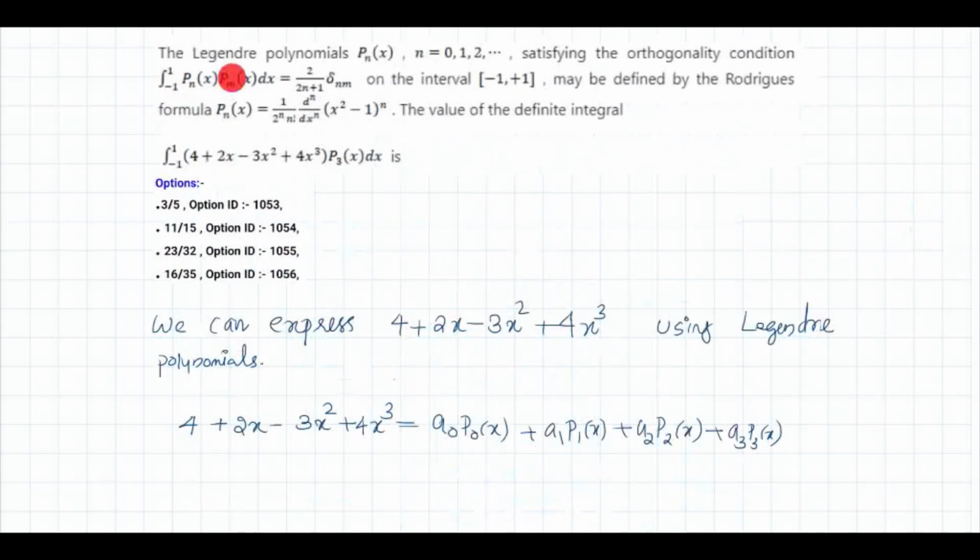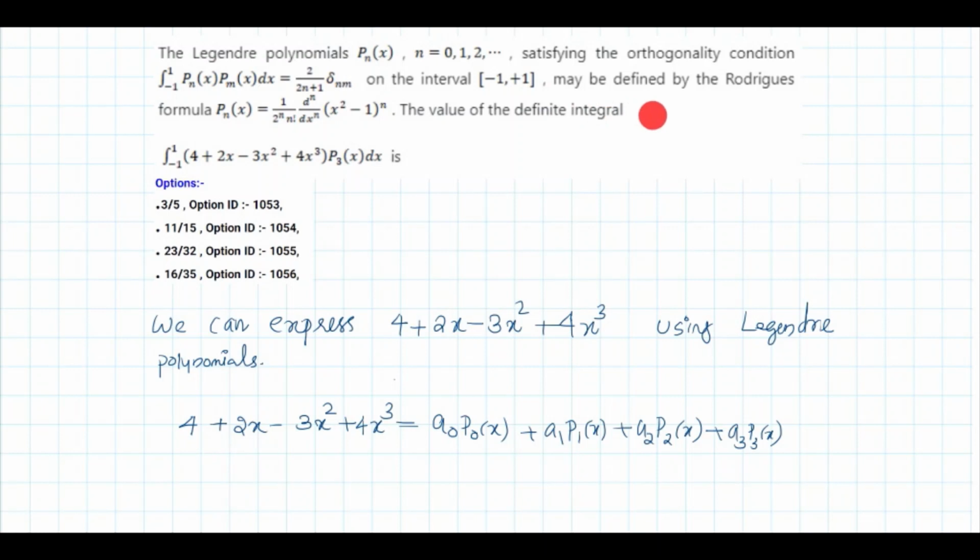Over to the next question. The Legendre polynomials Pn of x, n equal to 0, 1, 2, ..., satisfy the orthogonality relation, the integral from -1 to 1 of Pn(x) Pm(x) dx equals 2 by 2n plus 1 delta nm, on the interval -1 to 1. They may be defined by the Rodrigues formula: Pn of x equals 1 by 2 raised to n n factorial, d raised to n by dx raised to n, of (x square minus 1) raised to n.